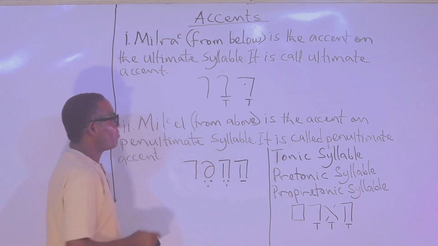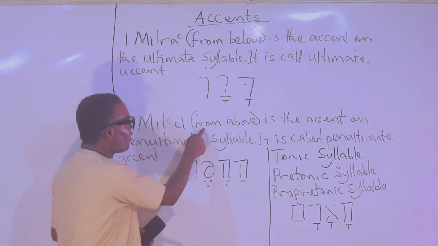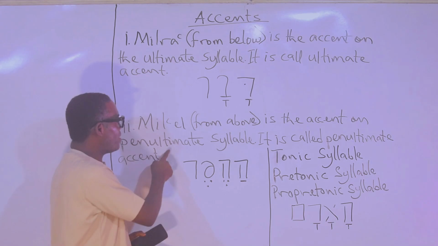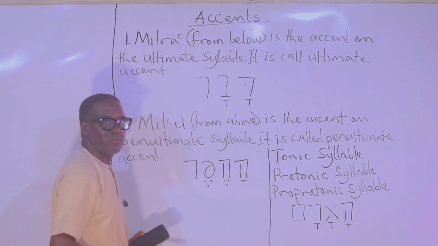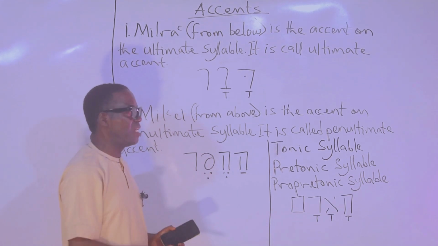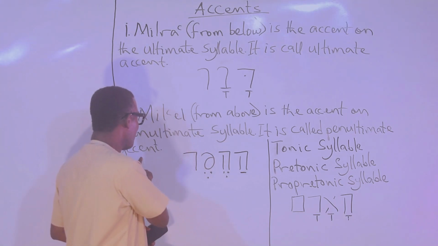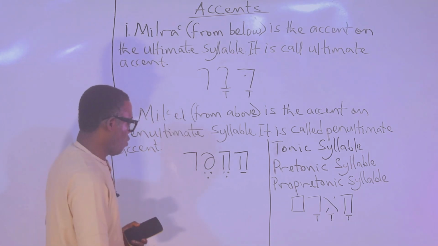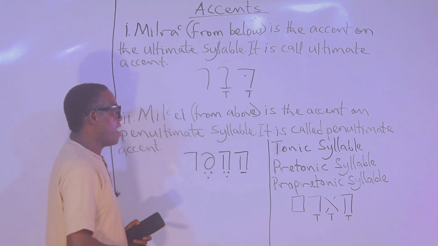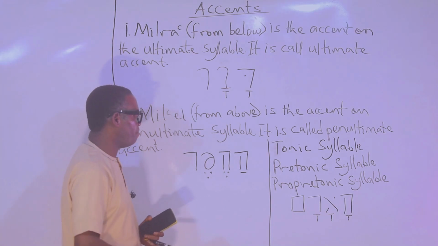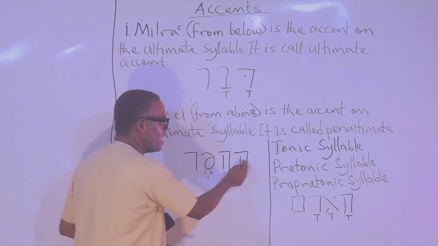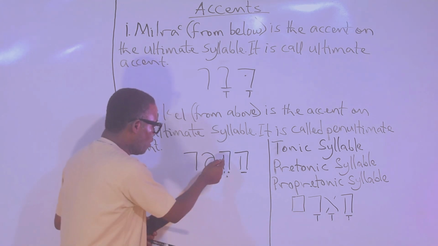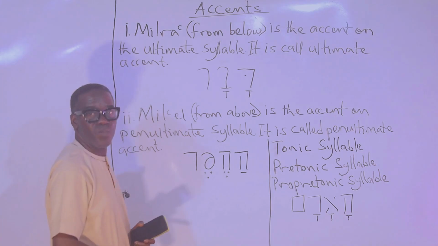Then the second one, mil-a, from above. It means literally in Hebrew, from above. It is the accent on the penultimate syllable, that means the syllable before the tone syllable. It is called the penultimate accent. I will show you an example through this word. We have ha hezer. Now, this is the article. When we get to the article, I will show you more of this. The word actually is hezer.